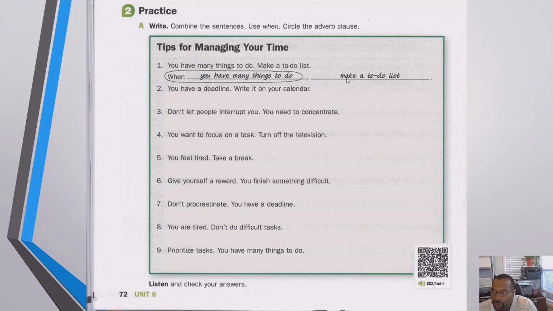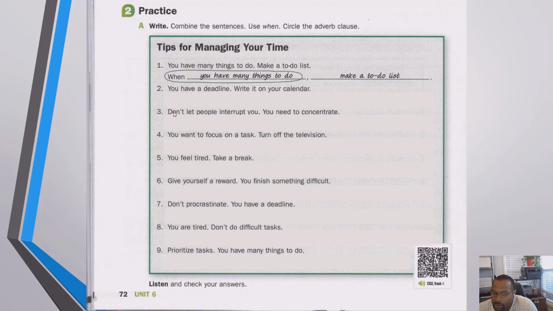All right. So here's our example. You have many things to do. Make a to-do list. Right. When you have many things to do, so they circled this. So this is the adverb clause. All right. Comma. Make a to-do list. All right. Let's look at the next one. You have a deadline. Write it on your calendar. So I would say here, when you have a deadline, comma, write it on your calendar, period.